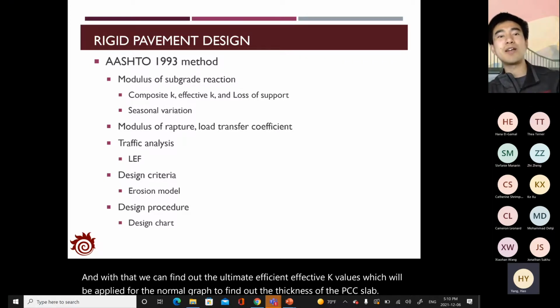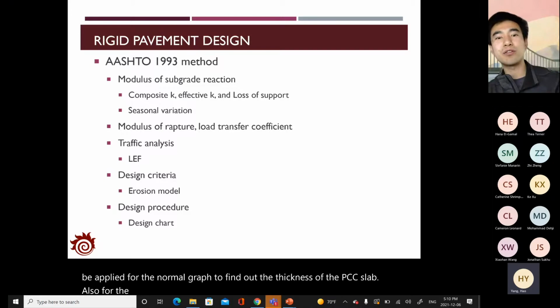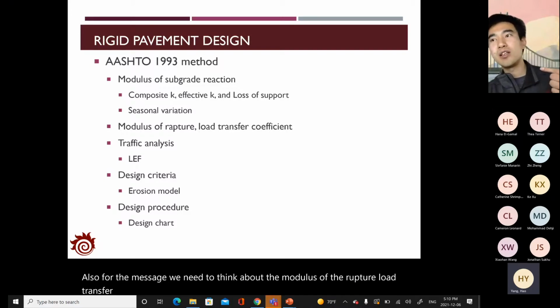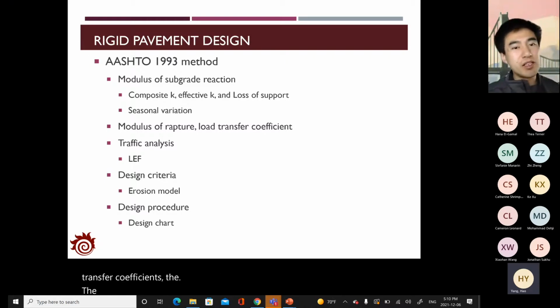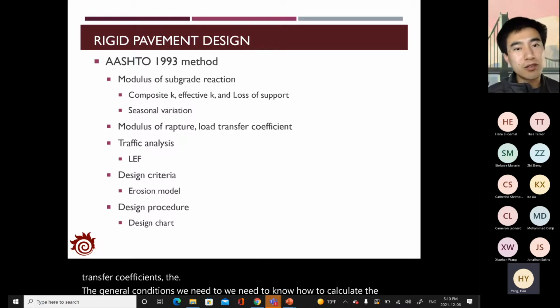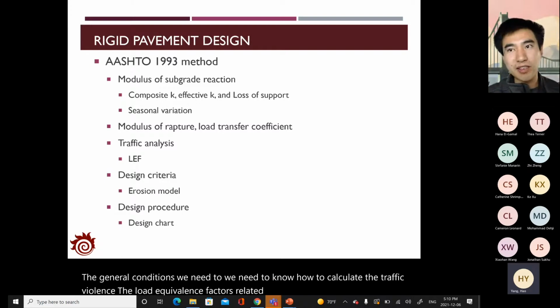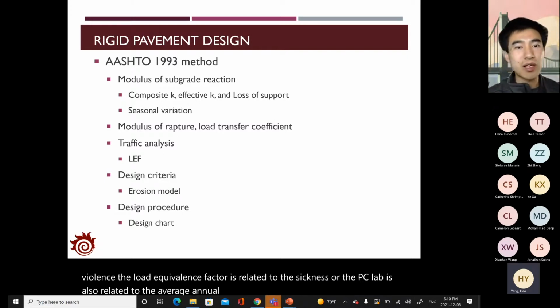Also, for the AASHTO method, we need to think about the modulus of rupture, the load transfer coefficient, and the drainage conditions. We need to know how to calculate the traffic volumes. The load equivalence factor is related to the thickness of the PCC slab. It's also related to the average annual daily traffic and also the growth factors.